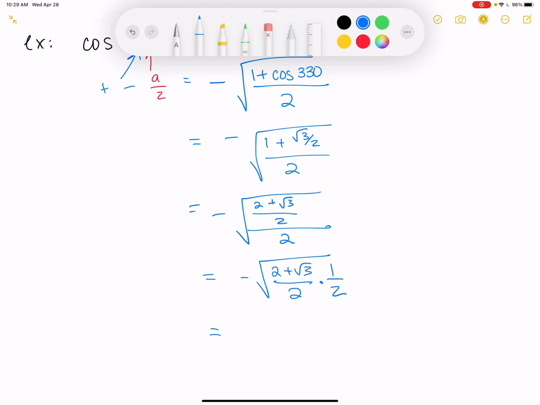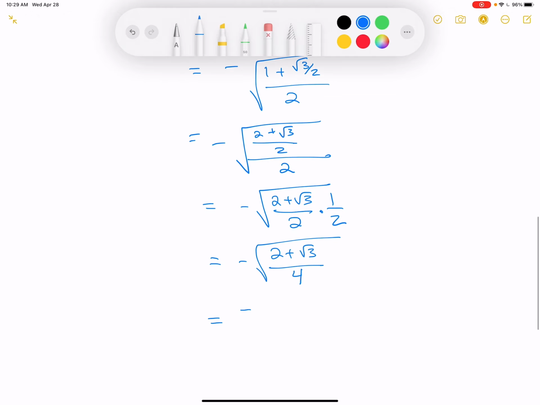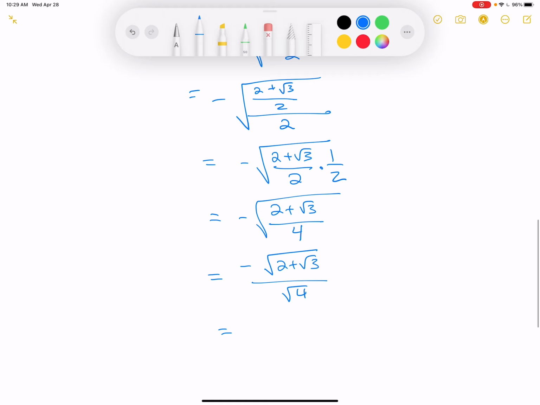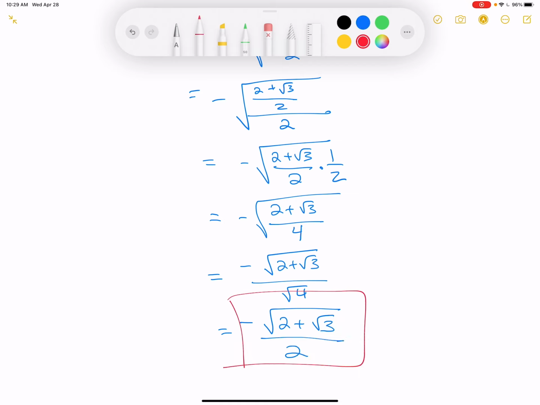So now I can rewrite this as negative square root of 2 plus root 3 over 4. Oh, it's a 4 now. Yay. Now I'm going to split this into negative square root of 2 plus root 3 over the square root of 4. What is the square root of 4? 2. So now I've got negative square root of 2 plus the square root of 3 over 2. And I'm done. That's your answer. Yes, because I cannot do anything else to it.